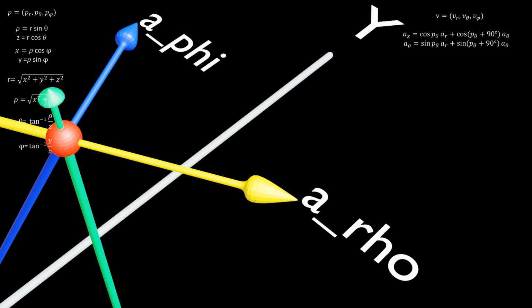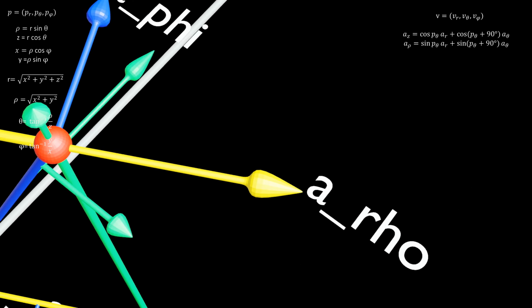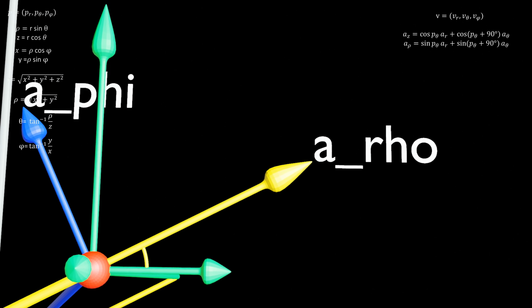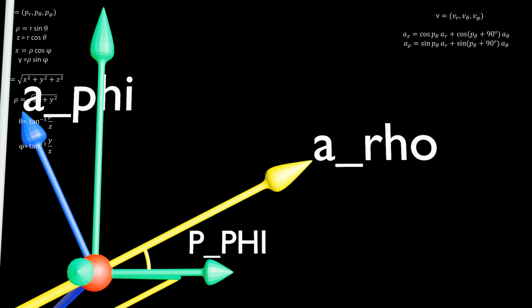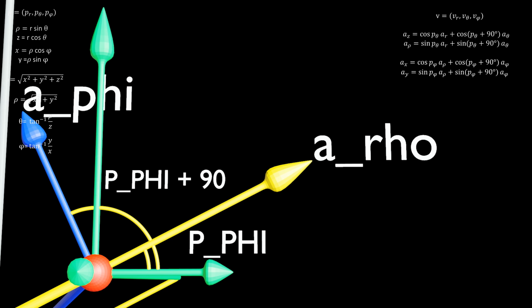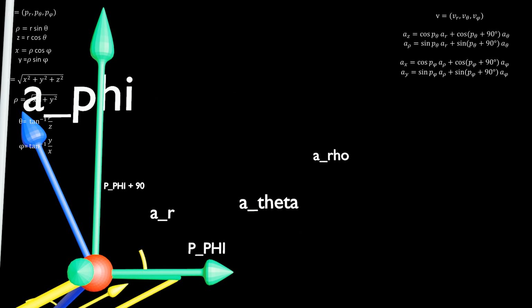Now if we switch to the top view, we notice that the angle of rho is equal to b phi, and the angle of phi is equal to b phi plus 90. Now we can take the component of rho and phi along the x-axis by taking the cosine of their angles, and along the y-axis by taking the sine of their angles.